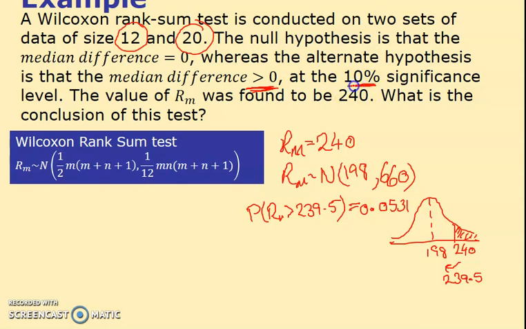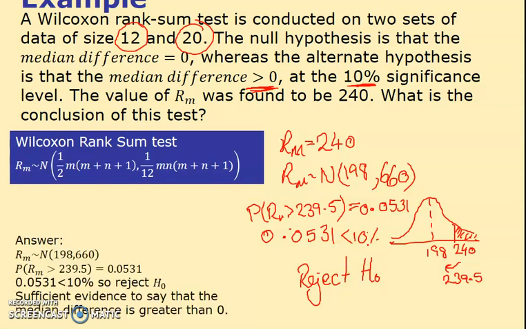Now what was it again? This was a 10% significance level, one tail test. So 0.0531. Now this is less than 10%. So this time I do reject H0. Sufficient evidence to say that the median difference was greater than 0. And of course in this question they gave me the hypotheses, I didn't have to worry about those.